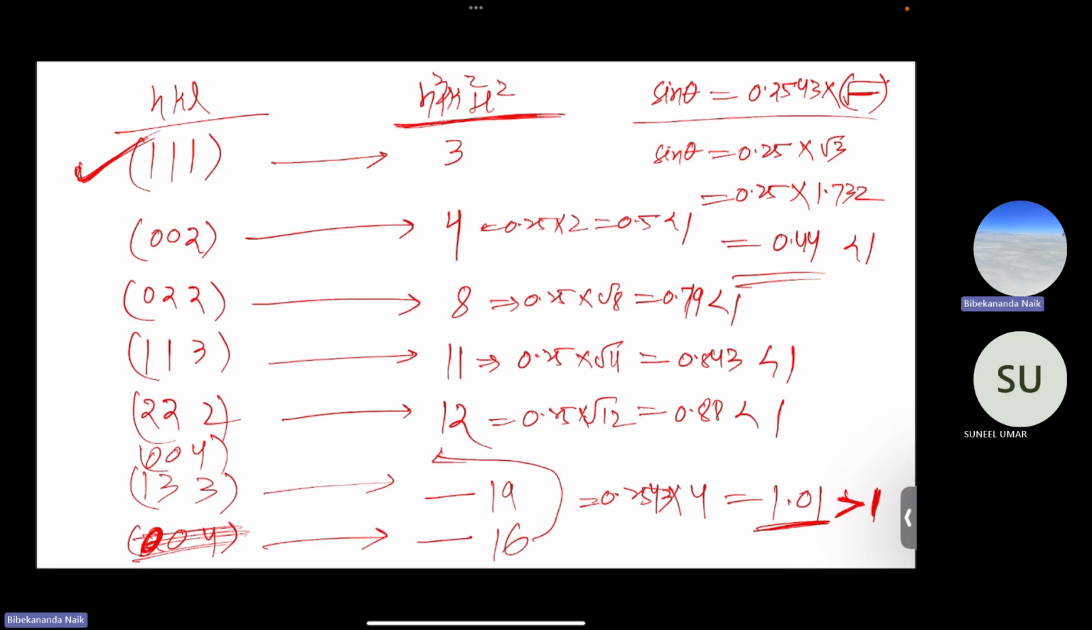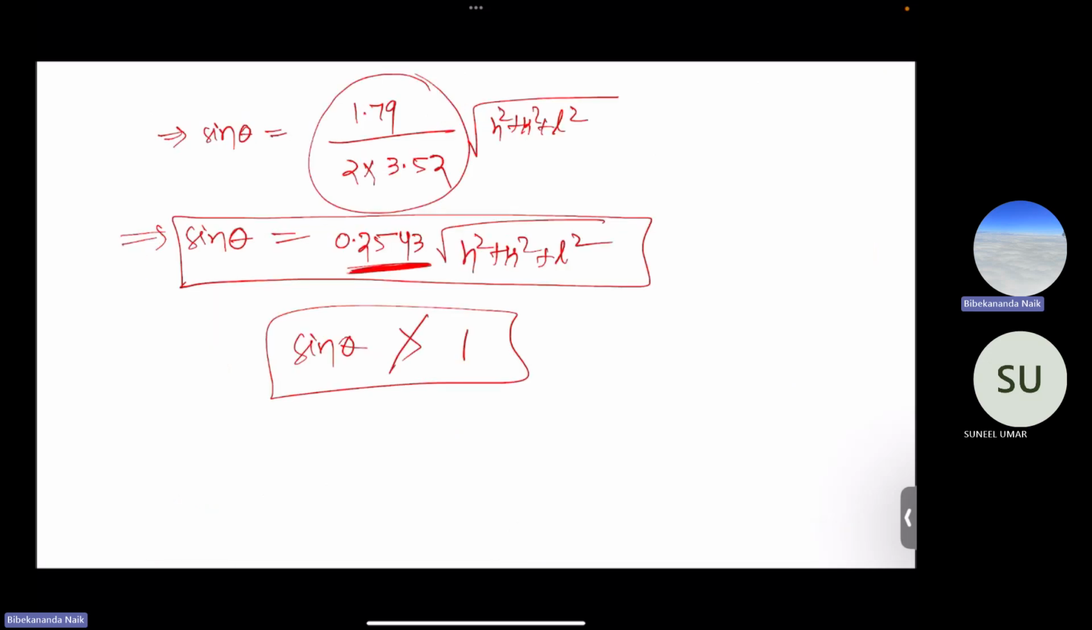So corresponding to these HKL values, in the previous discussion we just showed sine theta can never be greater than 1. So those HKL values which make the right hand side greater than 1 won't contribute or won't appear. So the last number will be one having a value less than 1.